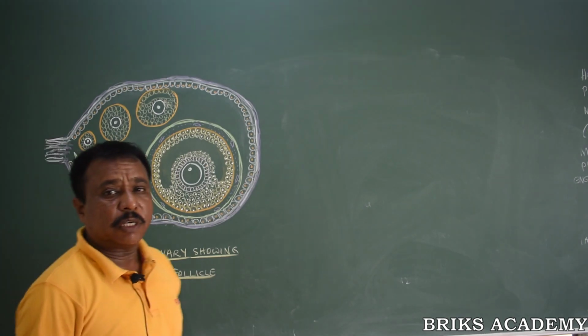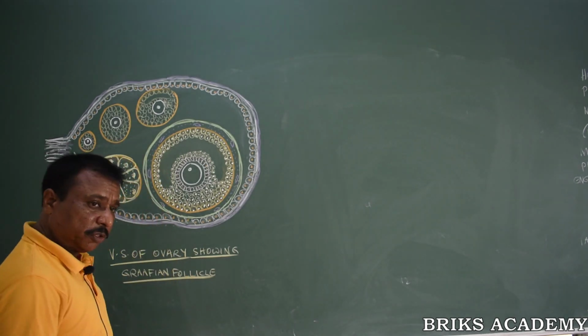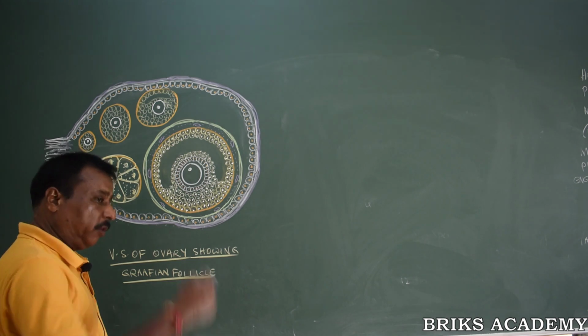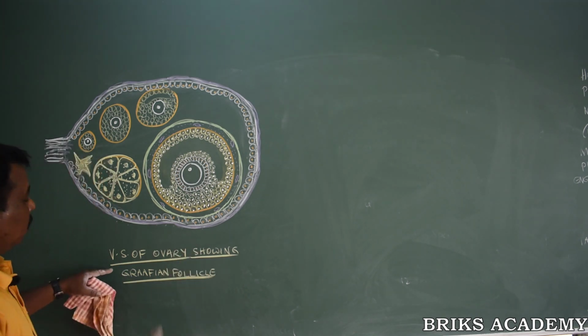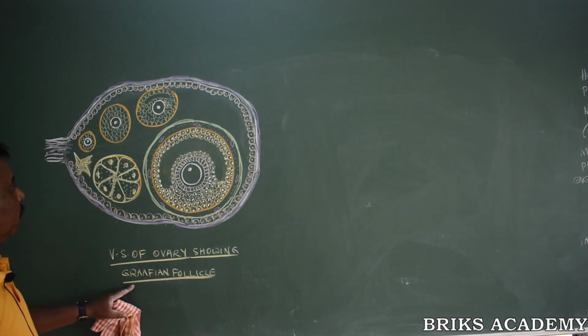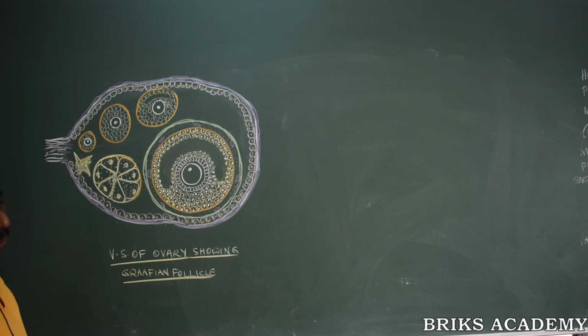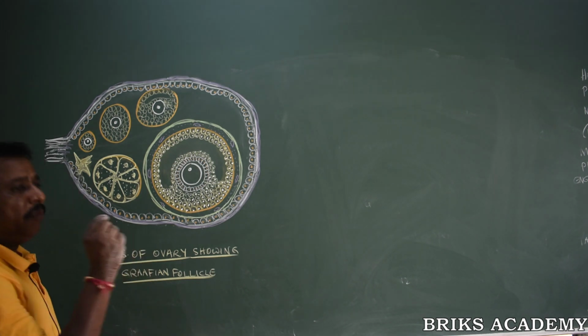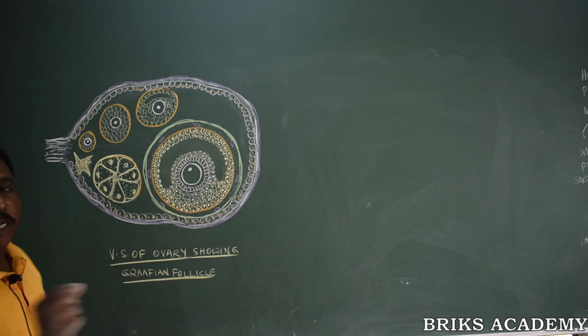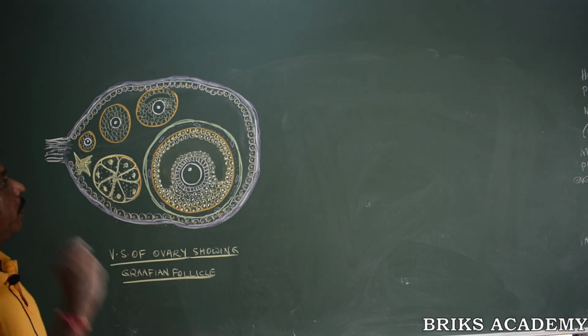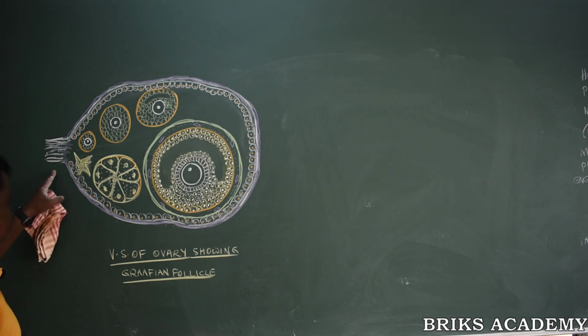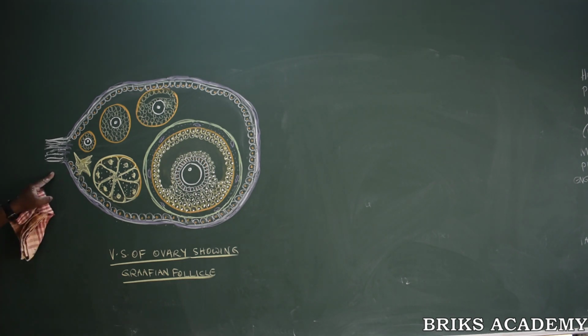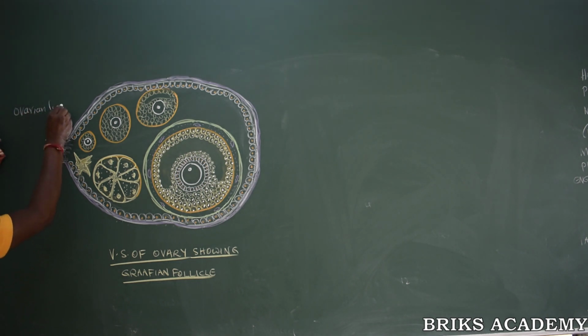Before going to study the structure of ovum, we should study the structure of the Graafian follicle in the ovary. This is the vertical section of the ovary showing the Graafian follicle. The ovary is the primary female reproductive organ responsible for the production of ova. The ovary is attached to the uterine wall by means of a ligament called the ovarian ligament, also called the mesovarium.